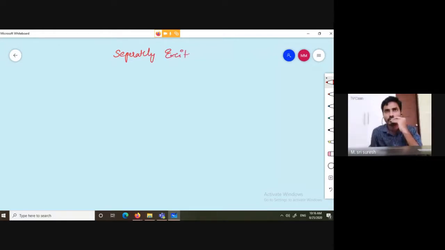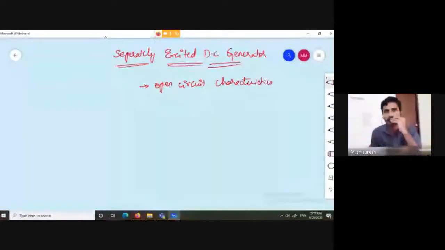Separately excited DC generator. What is a separately excited DC generator? That means it is excited with a separate DC source. Now we will discuss the characteristics of a DC generator for this type of generator. I already told that the characteristics present in a DC generator are open circuit characteristics, internal characteristics and external characteristics. First we will discuss the open circuit characteristics of a separately excited DC generator. For that, I am drawing the circuit diagram to conduct the open circuit characteristics.